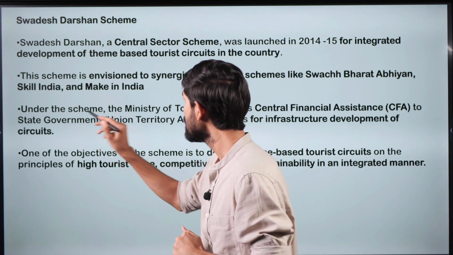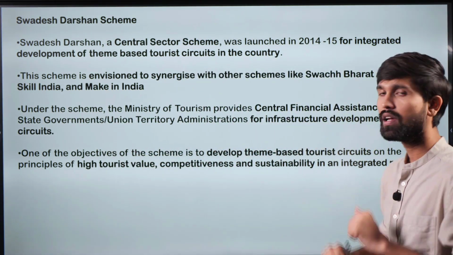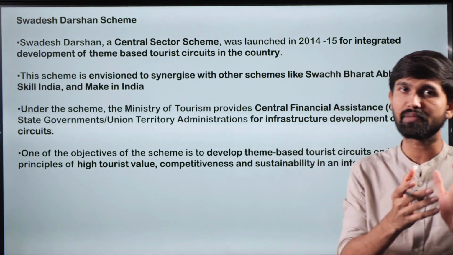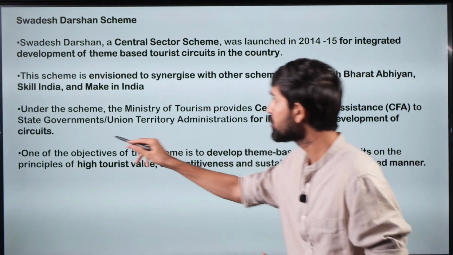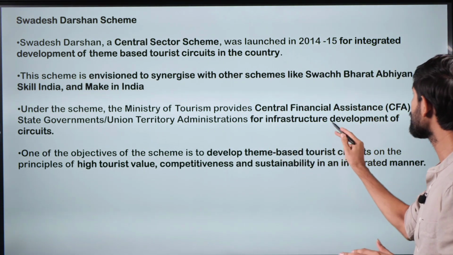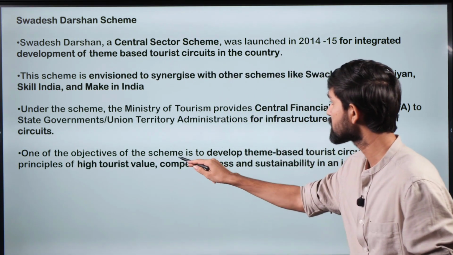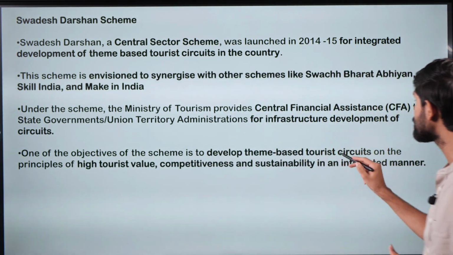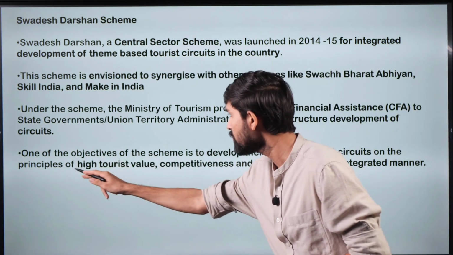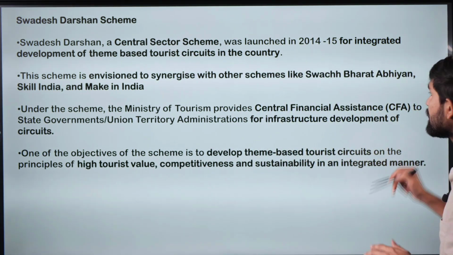So under this scheme, the Ministry of Tourism provides central financial assistance, as we saw that 100% funding is given by the central government. This would be given to the state governments and union territory administrations for infrastructural development of the circuits. And one of the objectives of the scheme is to develop theme-based tourist circuits on the principles of high tourist value, competitiveness and sustainability in an integrated manner.